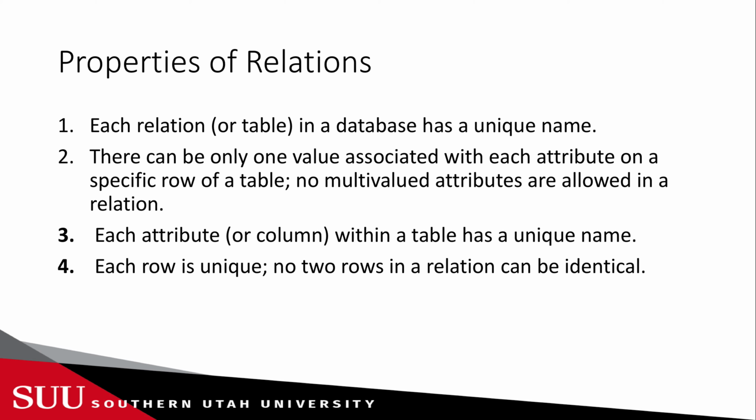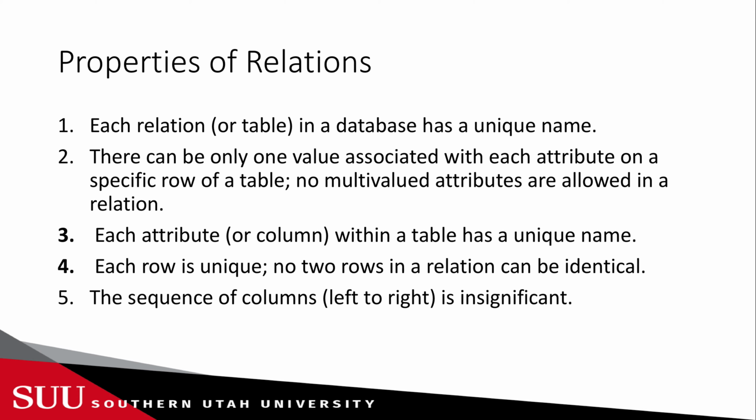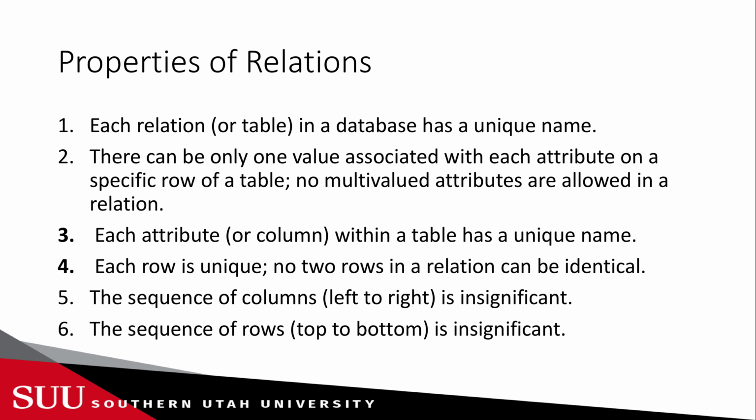Each row is unique. We cannot have two rows in a relation that are identical, and this is going to be accomplished by having a primary key which cannot be repeated for multiple records. The sequence of columns left to right is insignificant, and the sequence of rows top to bottom is also insignificant. We will see later on when we program the database or when we write the code for the tables that these will not matter.